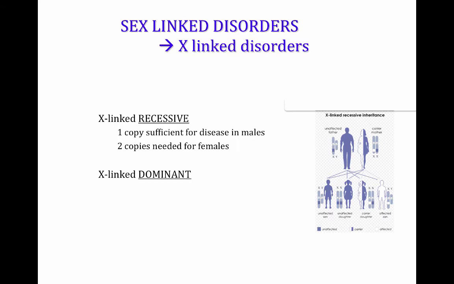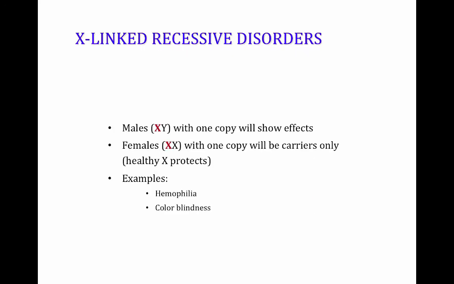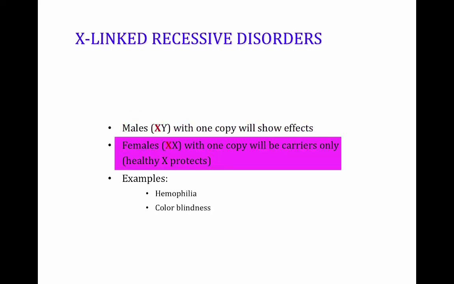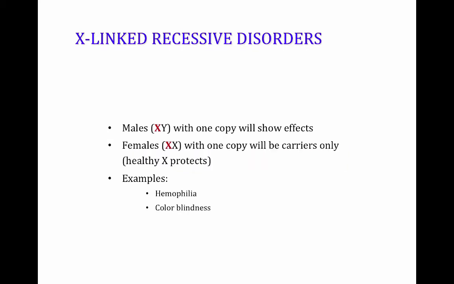And we also have what are called X-linked dominant disorders, in which the dominant gene is carried on the X chromosome. With X-linked recessive disorders, males only need one copy of the gene to show the effect. Females with one copy of the gene will be carriers because the other X chromosome protects them against expressing the condition. Examples of X-linked recessive disorders include hemophilia and colorblindness.